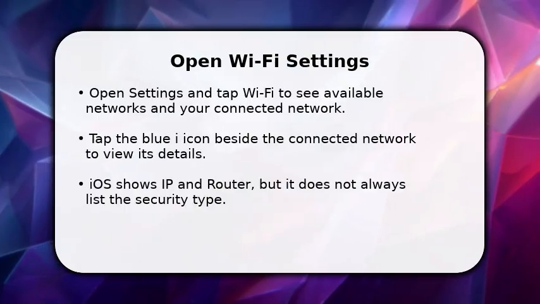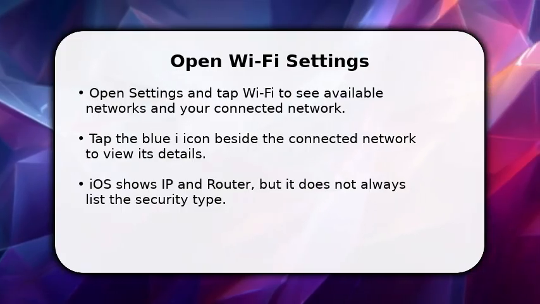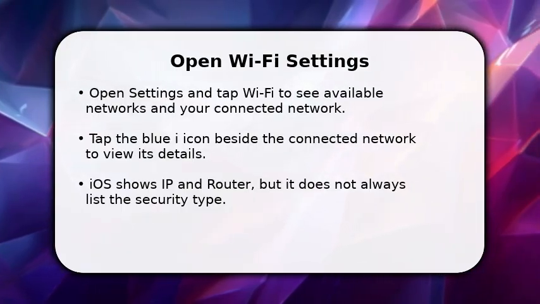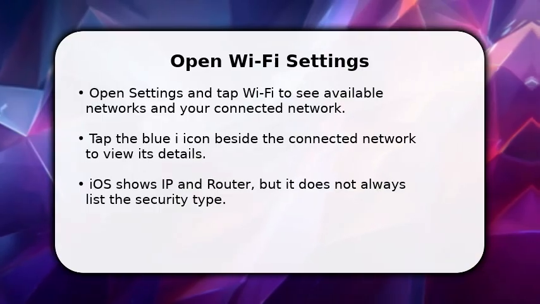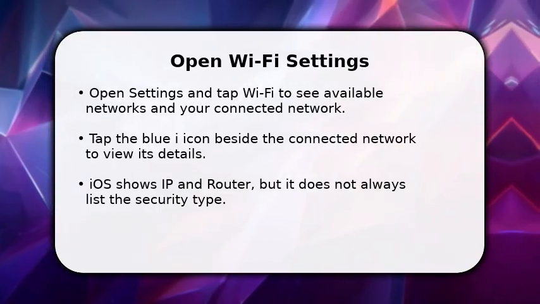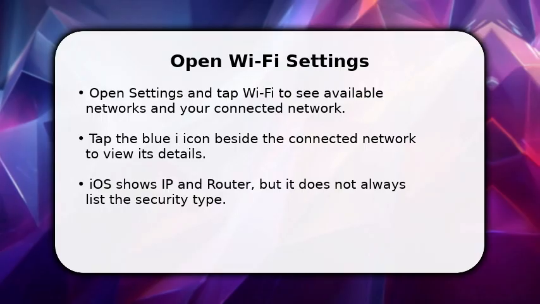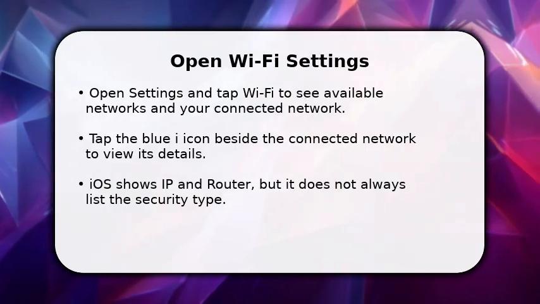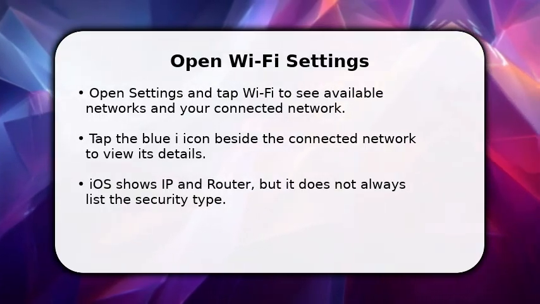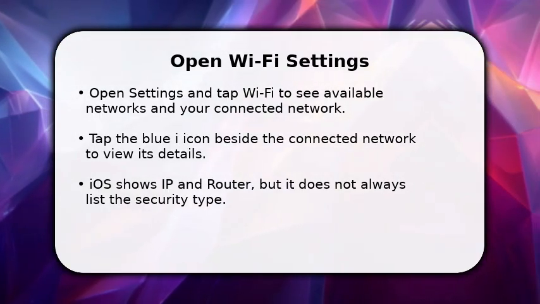Open Settings and tap Wi-Fi to view available networks and your current connection. Look for the connected network line to confirm the SSID name. Tap the blue eye icon beside the connected network to reveal detailed information. iOS displays IP address, router, and lease details in that view.